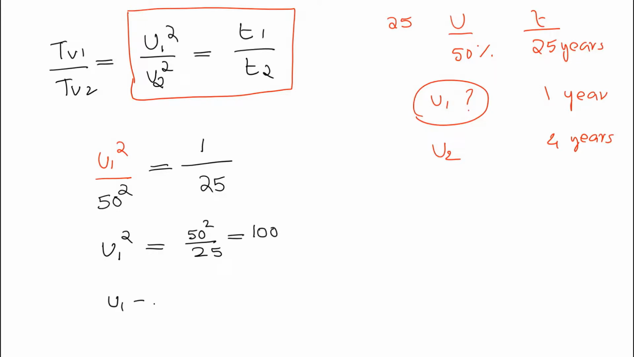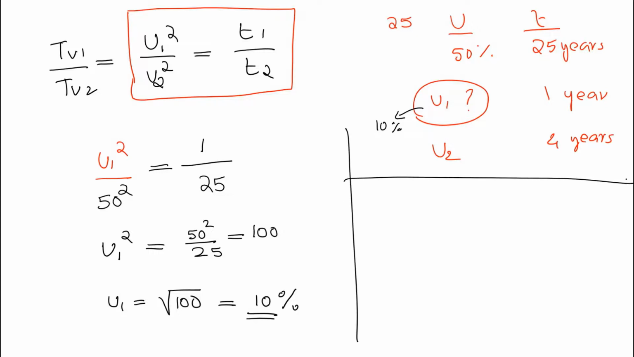So U1 is equal to root of 100. U1 square is 100, so U1 is equal to root 100, which is 10%. So here we found out that after 1 year, it will reach 10% consolidation. So the value of U1 is 10. Similarly, we will find the value of U2.